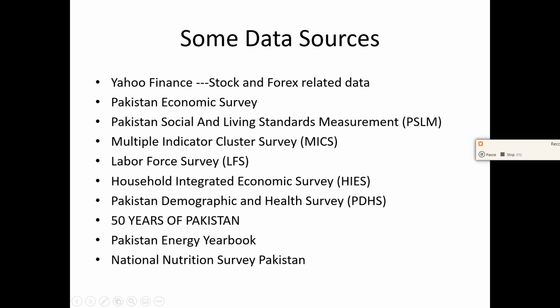Next, I'm not going to read these. Actually, in the context of Pakistan, these are different types of data sources or publications that you can use to curate data on key economic variables.